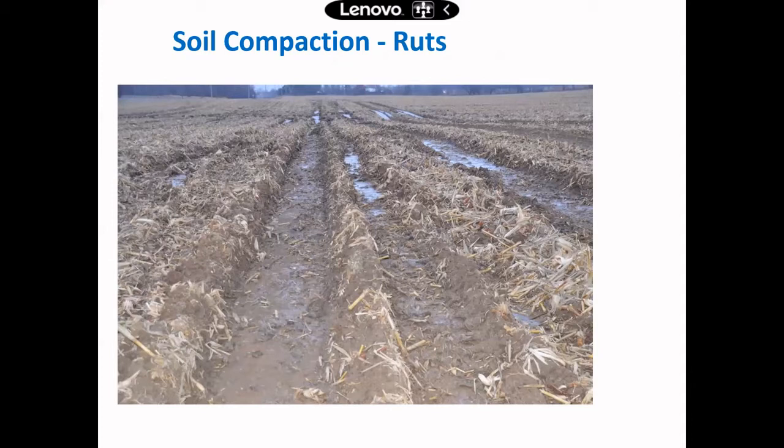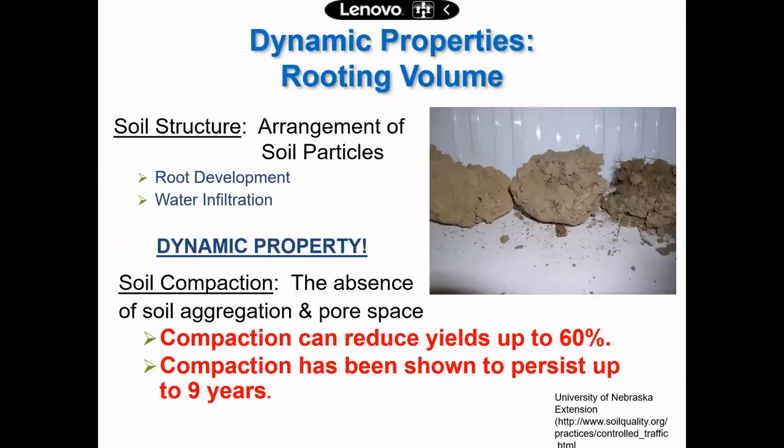We're going to talk a little bit more about compaction. It's interesting, when we go across these fields, we see a lot of these ruts. And when we get deep ruts like this, we always think that we have to work. And what we're finding out is we have firmer soils where we have long-term no-till, and we'll show you some pictures of that.